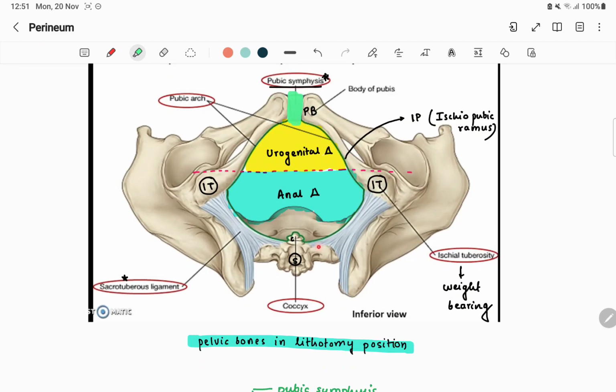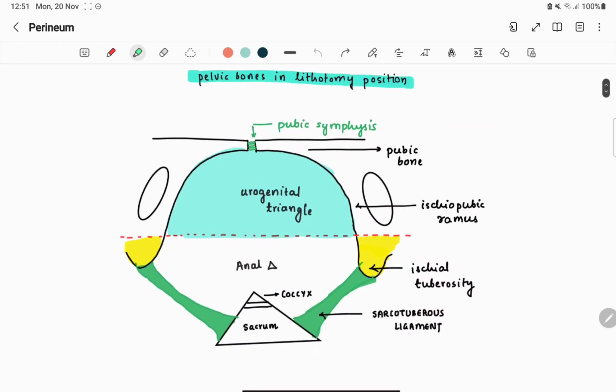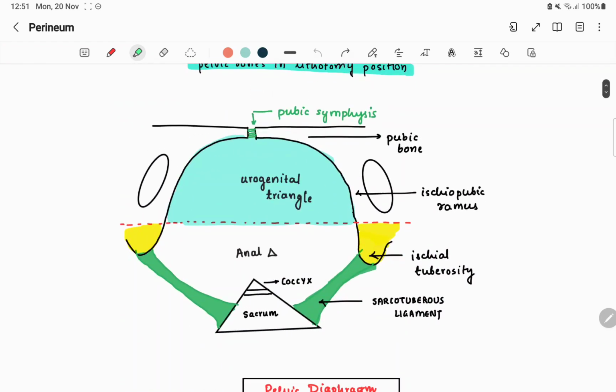Pubic symphysis between them, and this pubic arch is there. This triangle which is formed is called the urogenital triangle, and this triangle which is formed is your anal triangle. So urogenital triangle, anal triangle, you can see the formation here. You can make this diagram in your exam if perineum is asked. There's a pubic symphysis, these are your pubic bones.